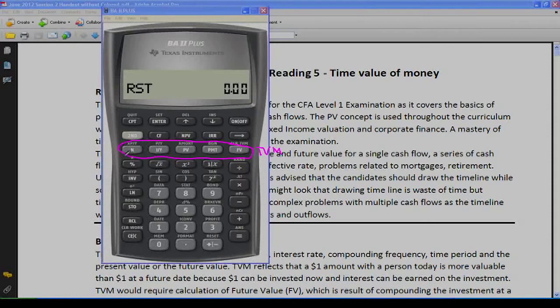So this N over here will be the number of periods. This I/Y is the interest rate, this is the present value, this is the payment, and FV is the future value. So for time value of money we have 5 functions, and we'll be using these 5 functions to solve the problems.